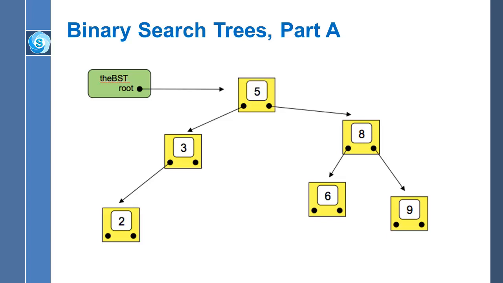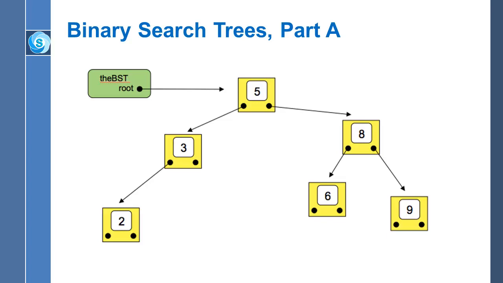Okay, we started at the root, whose value was 5. That was too small. Went off to the right, found a node whose value is 8. That's too big. Went down to the left, and lo and behold, we found a node whose value is 6, which is what we're looking for.